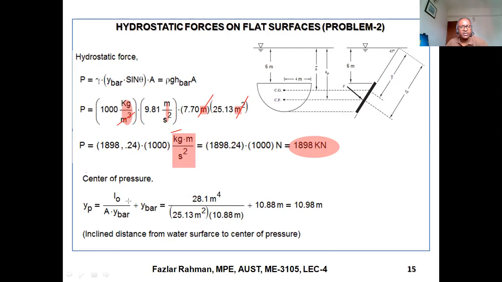Center of pressure using the formula. So we are getting 10.98. So again, you see your Y bar is 10.88, and the pressure center, below the Y bar, is 10.98.